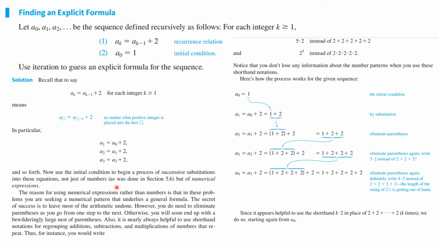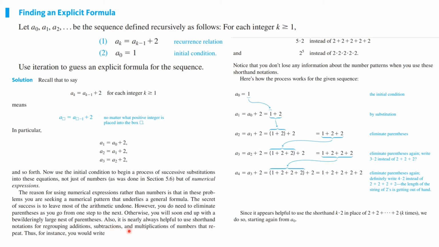Now, we use the initial condition to begin a process of successive substitutions into these equations, not just of numbers, but of numerical expressions. The reason for using numerical expressions rather than numbers is that in these problems you are seeking a numerical pattern that underlies a general formula. The secret of success is to leave most of the arithmetic undone. However, you do need to eliminate parentheses as you go from one step to the other, or otherwise you'll end up with a bewildering large nest of parentheses.